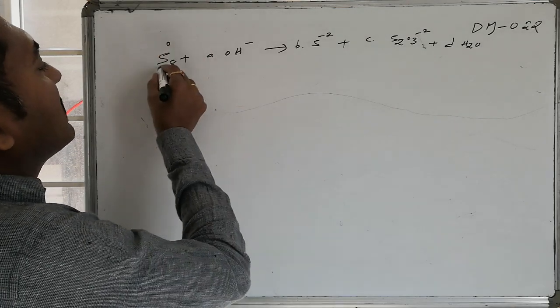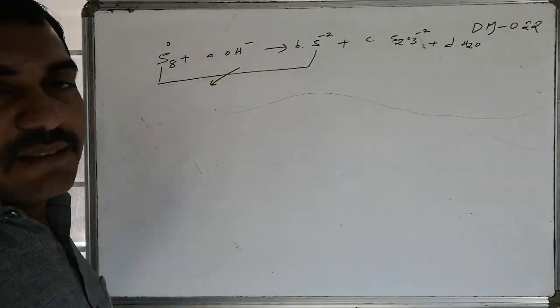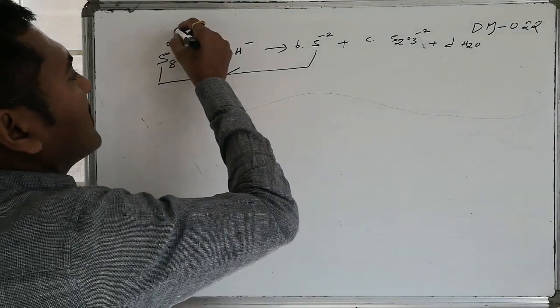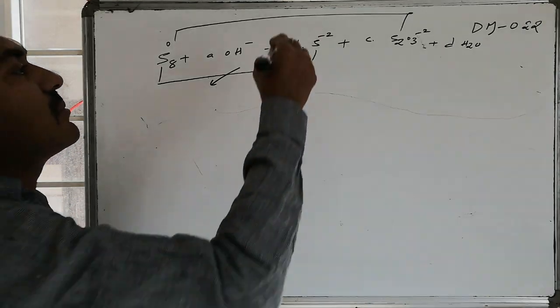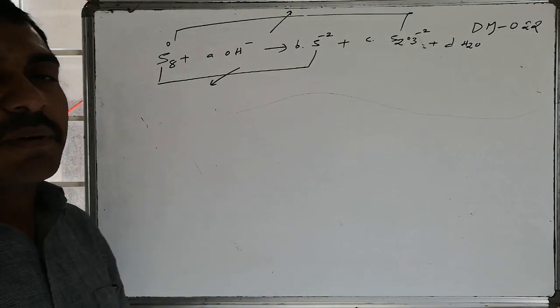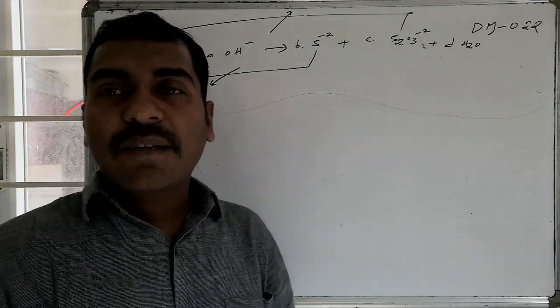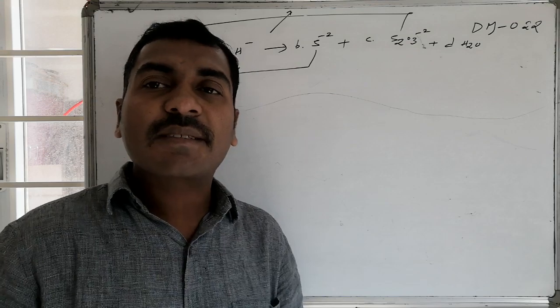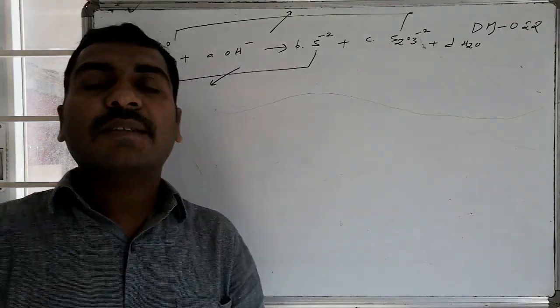S8, which stands for zero oxidation state, is converted to minus 2, that is a decrement in oxidation number, which is reduction. The same S0 is converted to S plus 2, that is an increment in oxidation number, known as what? Oxidation. The same element is participating in oxidation as well as reduction. Hence, individually we have to balance, then add the oxidation half with the reduction half, which results in the total balanced equation.